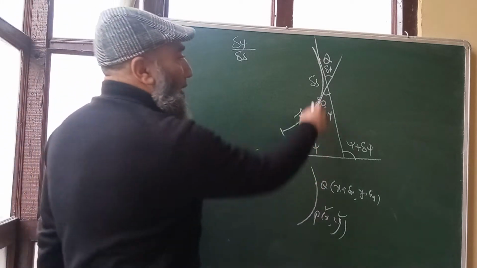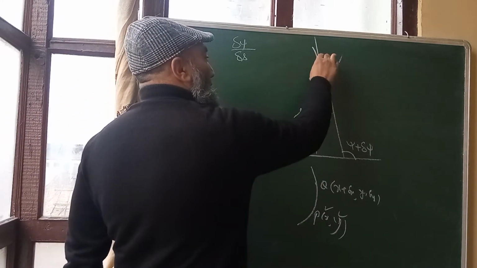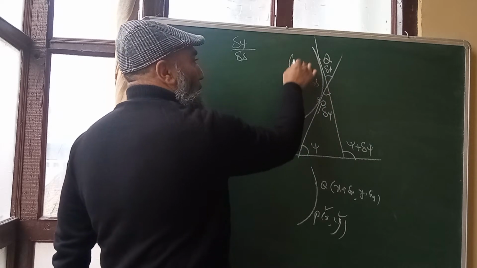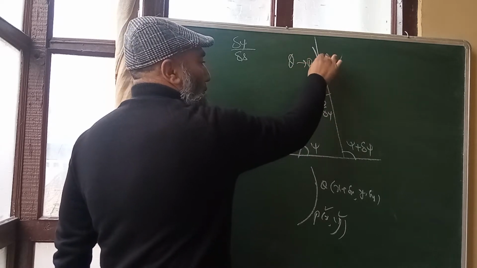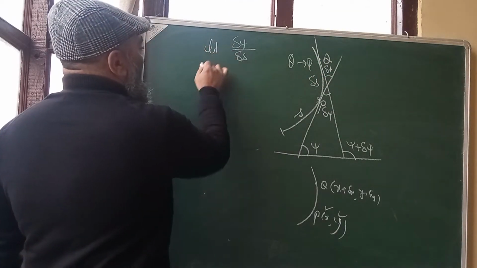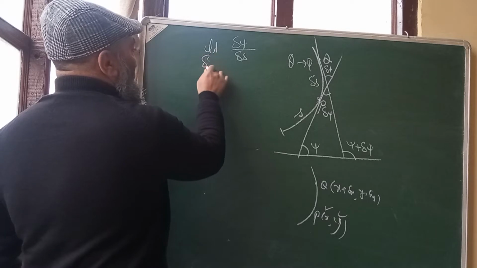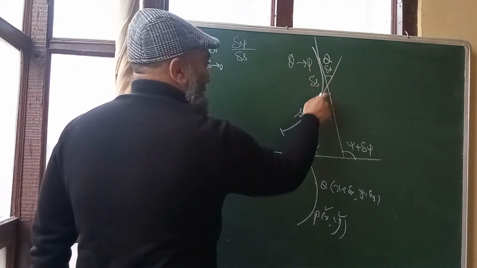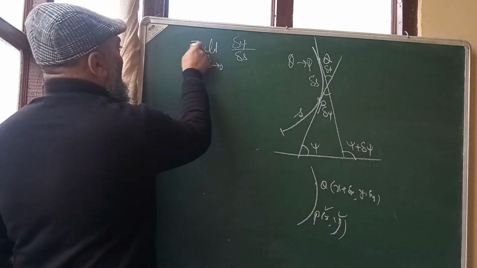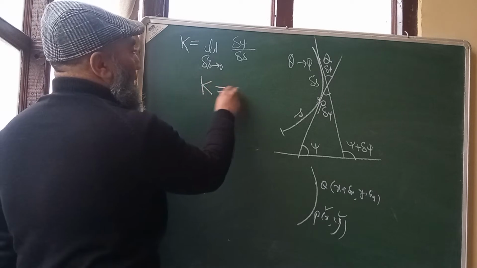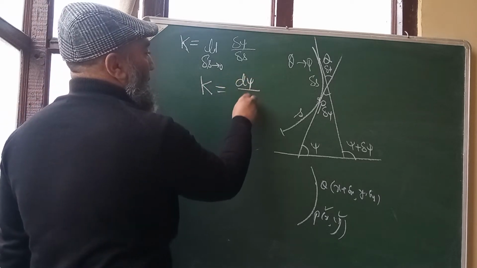So what is the curvature at point P? Since I have to find the curvature at point P, let me suppose that Q approaches P. When Q approaches P, delta S will approach 0. So the limit as delta S approaches 0 will give us the curvature at this point P, denoted by K. So K, the curvature at a point, is given by d psi by ds.